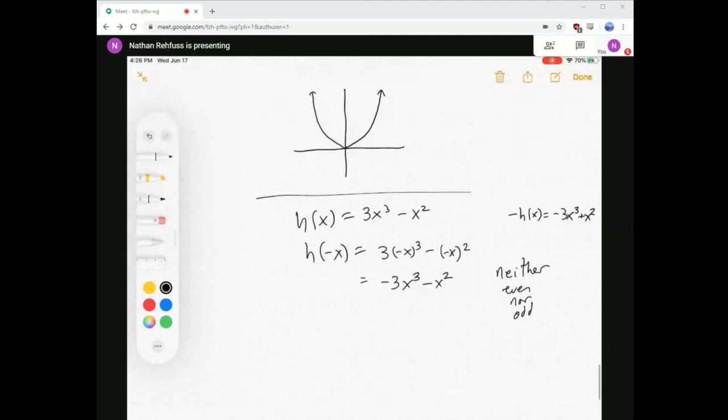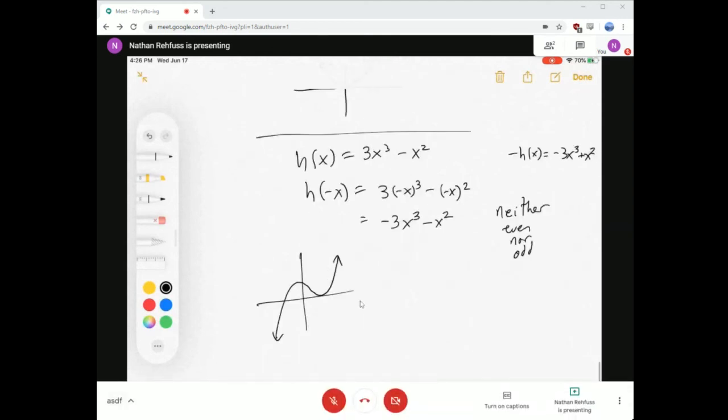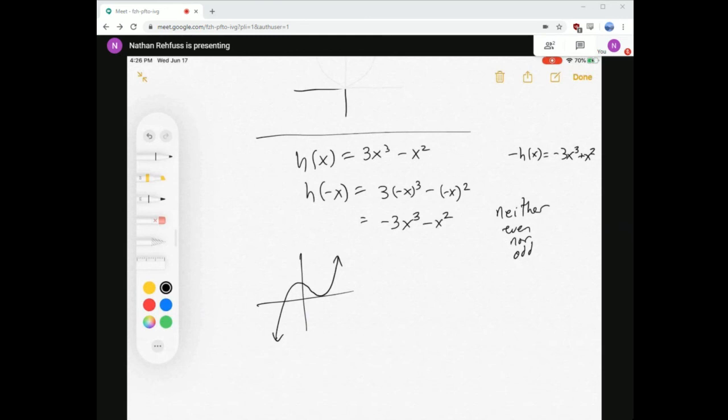And when I graph the function, sure enough, it looks something like this. It doesn't have rotational symmetry about the origin, and it doesn't have horizontal symmetry about the y-axis. So that's symmetry, and it comes from our discussion of vertical and horizontal flips.